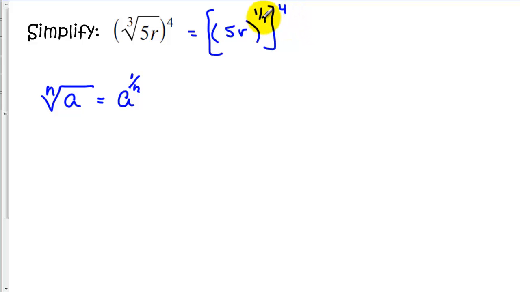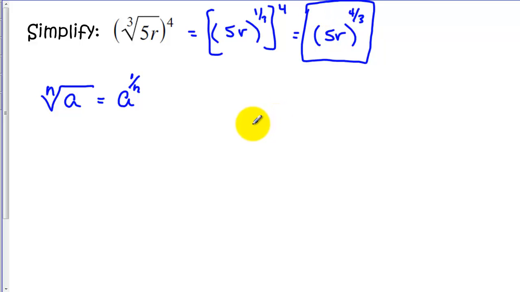Now we have our power to a power property, and remember on that we multiply our exponents, so we're going to take 4 times 1/3, which gives us 5r to the 4/3 power. Now we could possibly distribute this 4/3 to the 5 and the r, but if we raise 5 to the 4/3 power, that's an irrational number. We don't get a whole number, so we'll just leave it in this form here, and that would be our final answer. So hopefully these extra examples help you when you're working the worksheets in class, and best of luck.